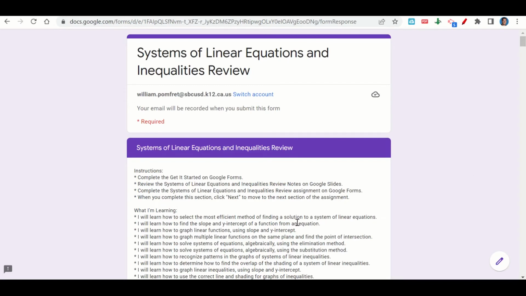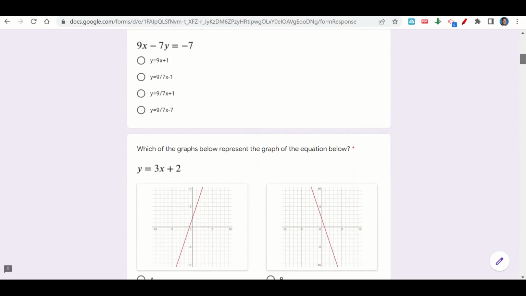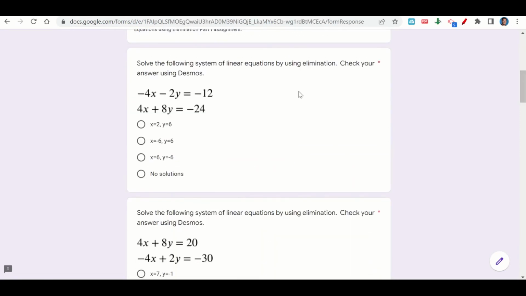The assignment begins with the learning goals and success criteria. If we scroll down, we can see the questions. So we're going to solve using elimination, and it says to check your work using Desmos. So we have opposite coefficients here, so we know our x's are going to cancel. And we have negative 2y plus 8y is 6y. And negative 12 plus negative 24 is negative 36. So 6y is equal to negative 36.